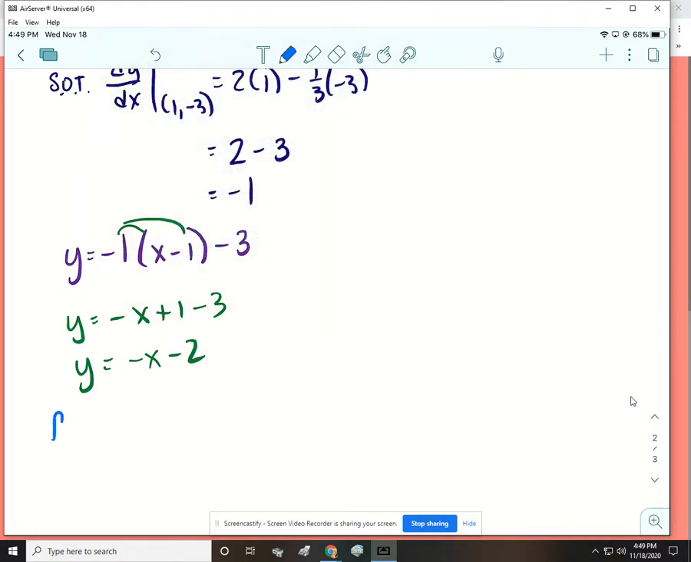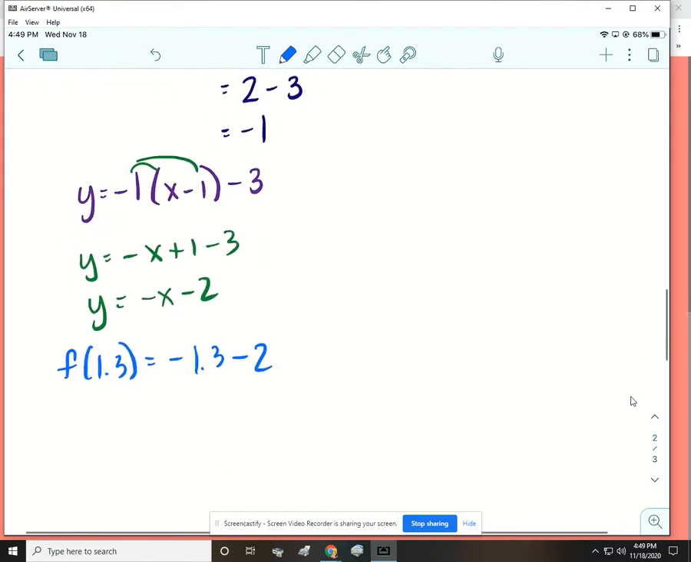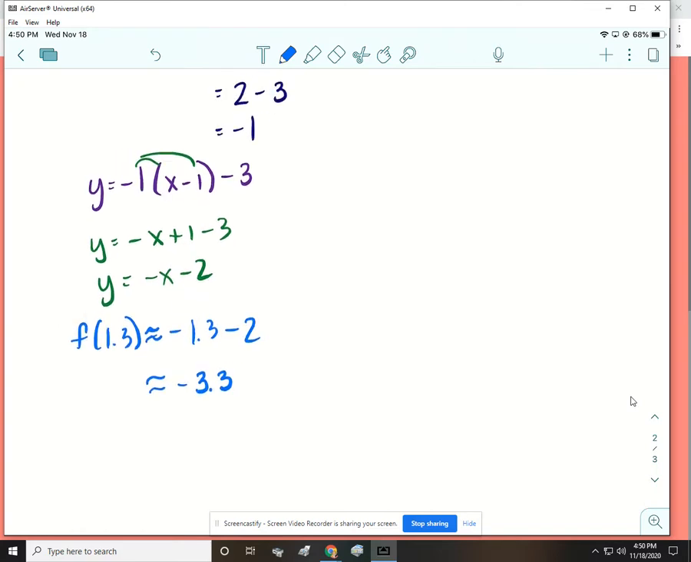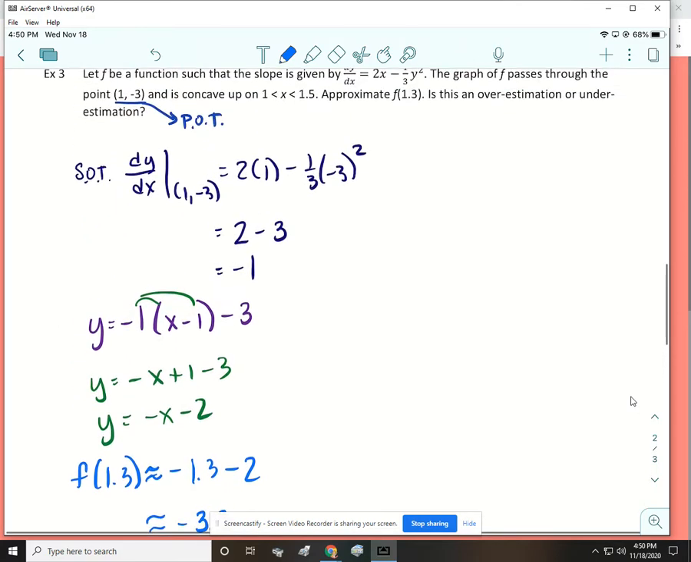Then f of 1.3 is negative 1.3 minus 2, and this is an approximation. I'm really bad about forgetting to write approximation. We don't know the equation for f, but we know at 1.3 it's somewhere close to negative 3.3. We also can figure out if this is too high or too low.